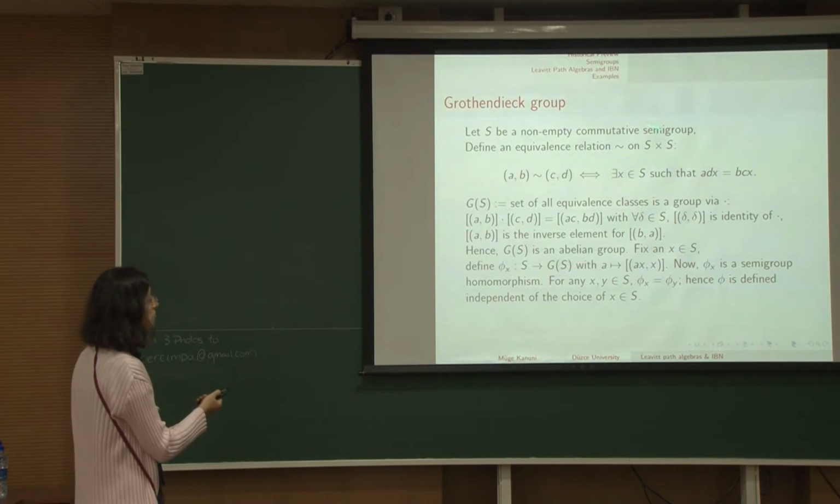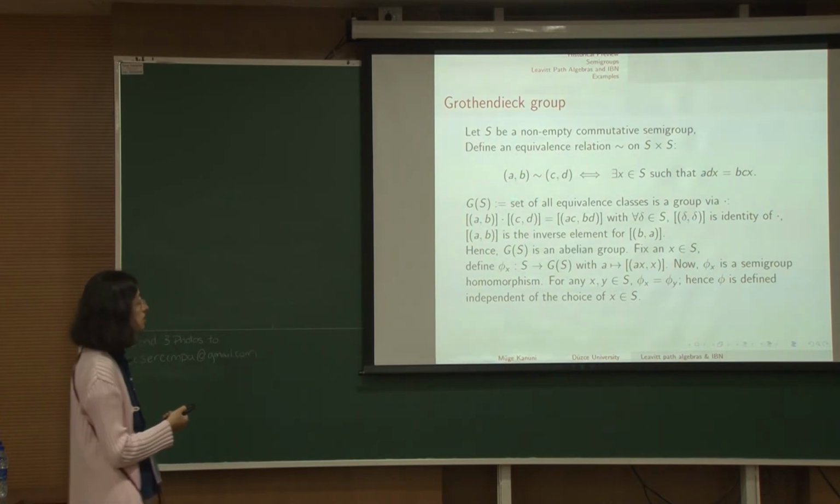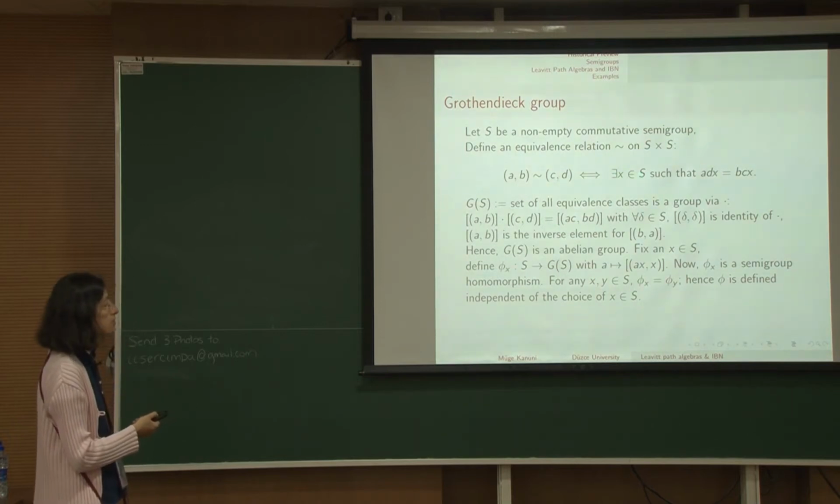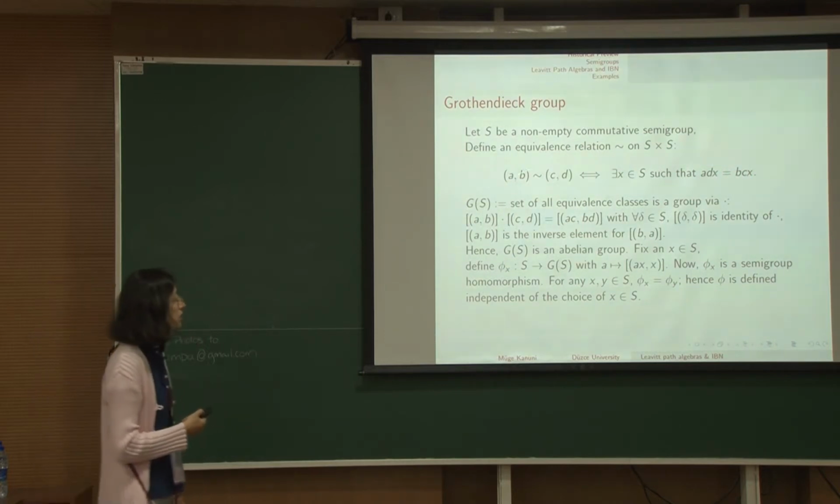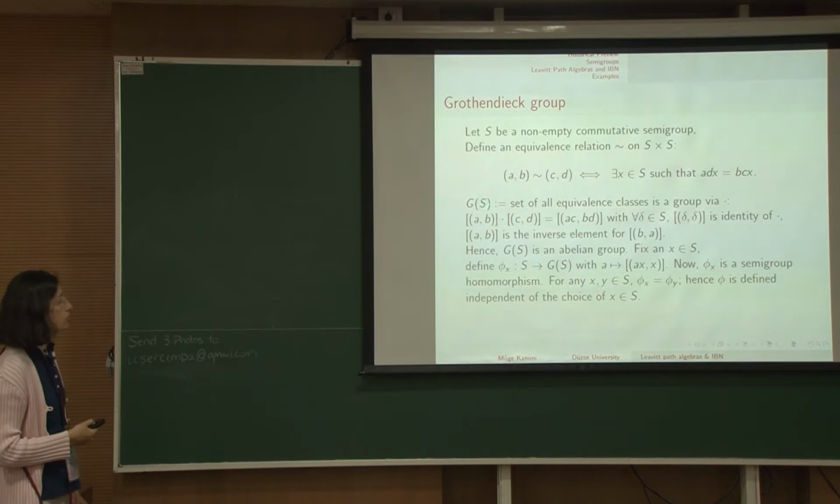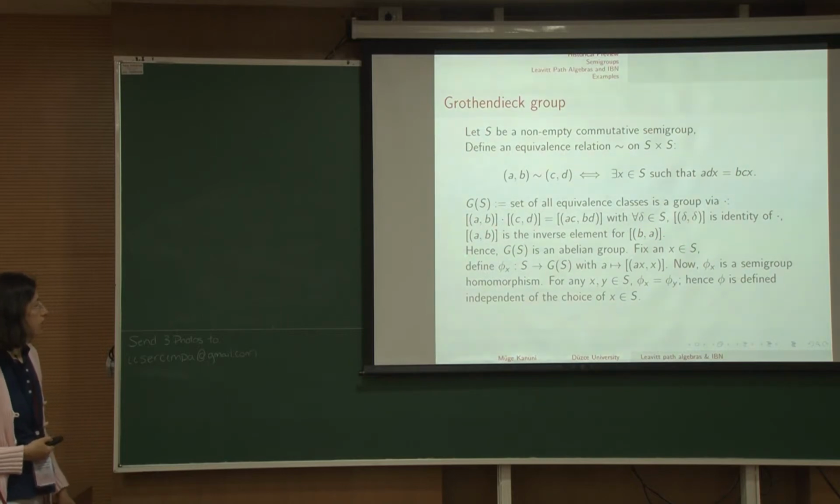For an arbitrary non-empty commutative semigroup S, what we do is we define an equivalence relation on S cross S with the ordered pairs, such that these are equivalent if there exists an x in S such that ADx is equal to BCx. So via the equivalence relation, we look at the equivalence classes. We call G of S the set of equivalence classes, and we make it a group via the multiplication defined in this manner. And this guy is the identity of this multiplication, and the equivalence class of BA is the inverse of the equivalence class of AB.